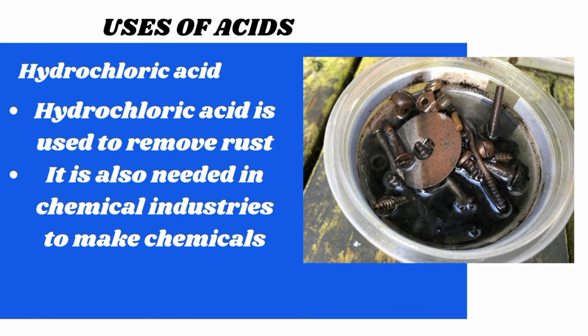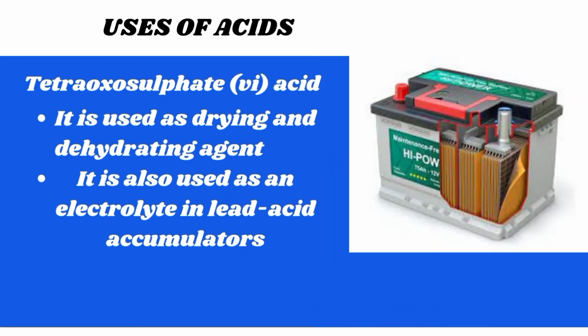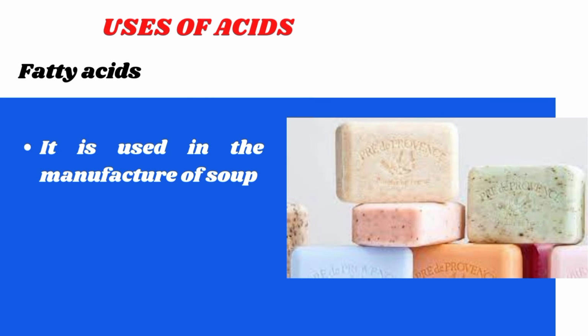So next we'll be talking about tetraoxosulfate(VI) acid. Tetraoxosulfate(VI) acid is used as a drying and dehydrating agent. It is also used as an electrolyte in lead-acid accumulators. An electrolyte is a substance that conducts electricity and is decomposed in the process. Finally, we'll be talking about fatty acids. Fatty acids are used in the manufacture of soap. Examples are palmitic acid as well as stearic acid. They are used in making soap.